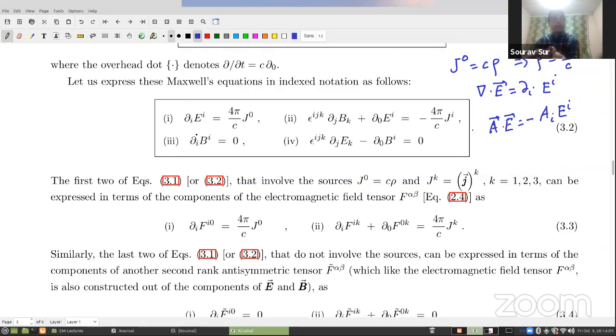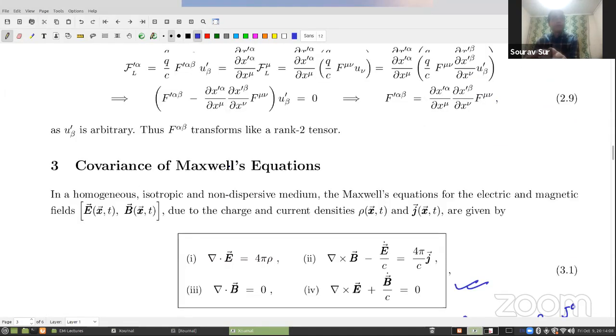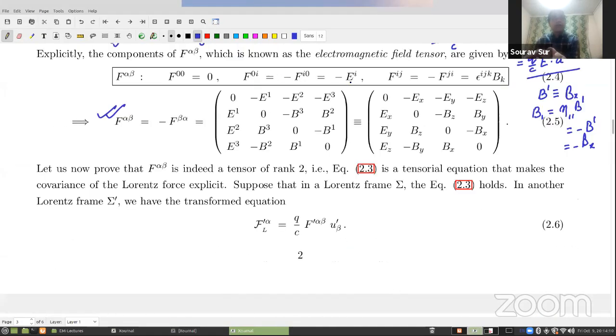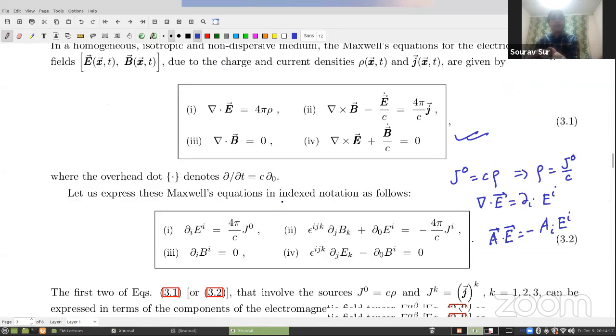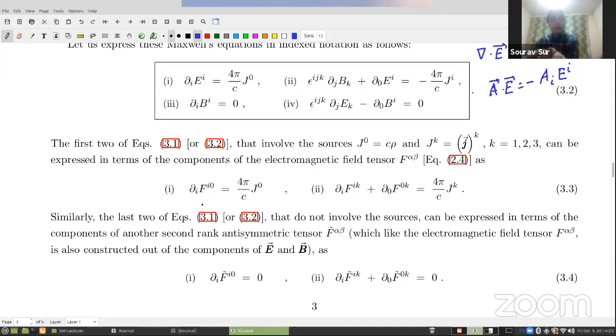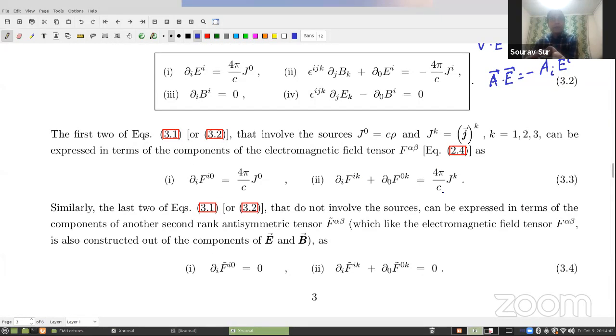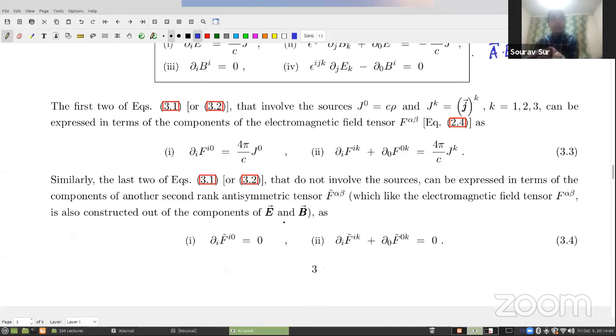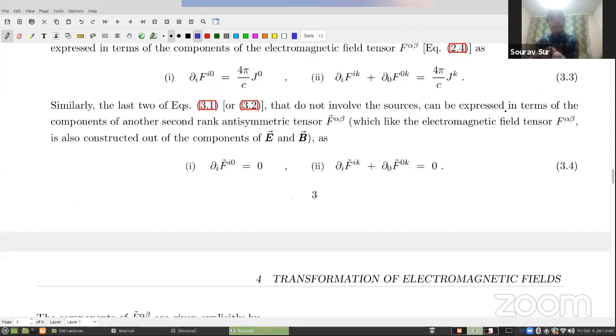Ei is Fi0. So you put Ei equal to Fi0. So this equation, you have del i Fi0 equal to 4 pi over c J0, you can write. And similarly, you have to write the B and E in terms of the components of the F tensor in this way.